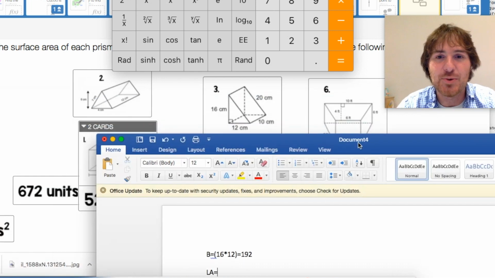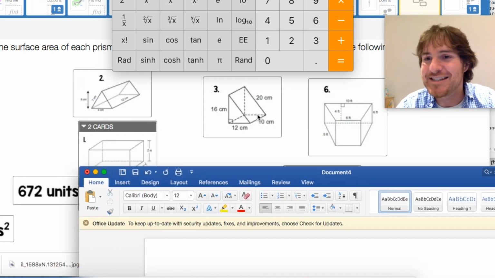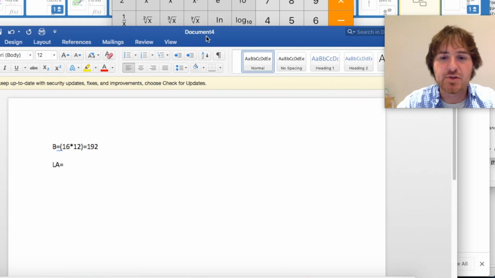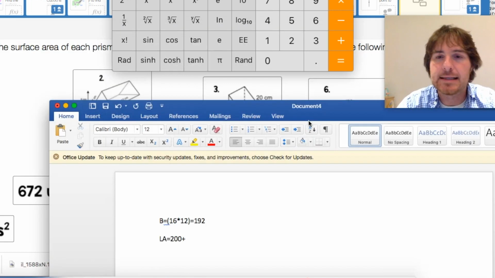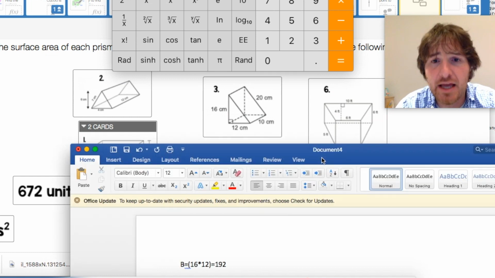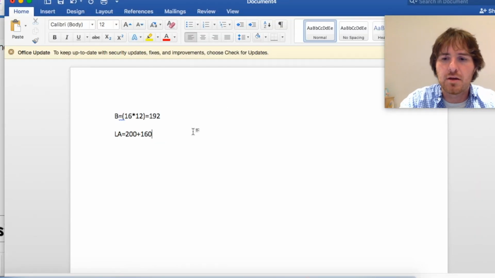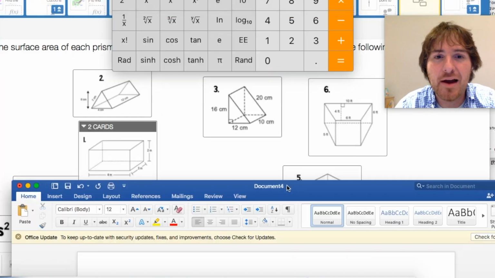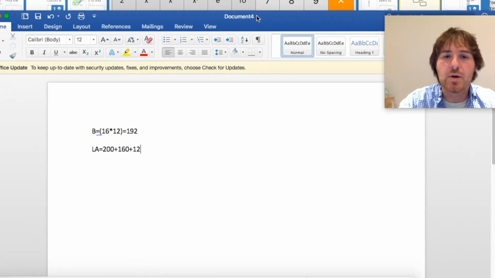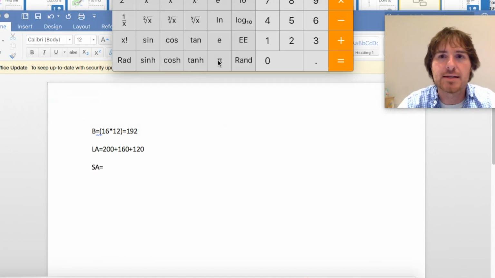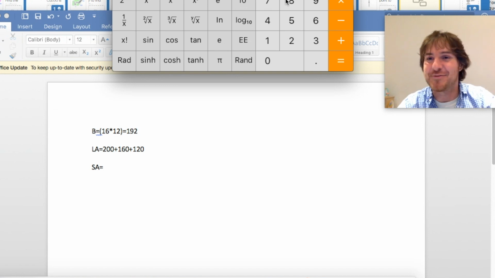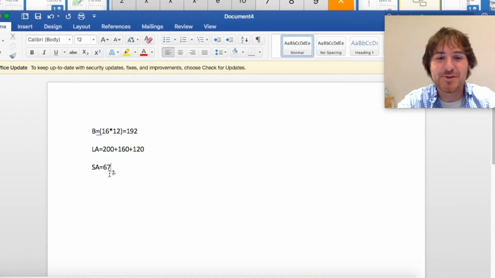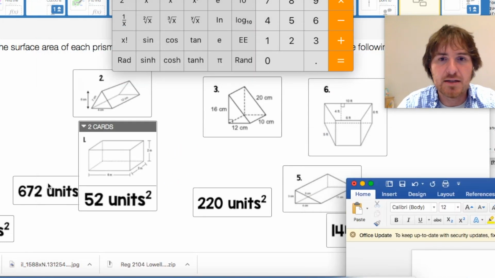Okay, I got 192, and then my lateral area. Oh, that's easy. This is just going to be rectangles here. So 20 times 10 is 200, plus 16 times 10 is 160. And then what else? The very bottom here is 12 times 10. That's 120. So now I just got to add them all up here. Surface area equals 192 plus 200 plus 160 plus 120. 672. All right, so I got 672 for this one. Is one of these 672? It is. There we go.